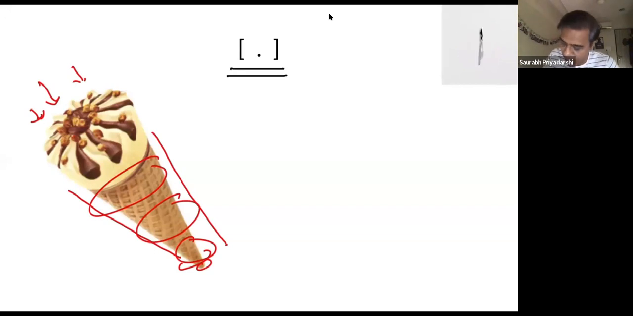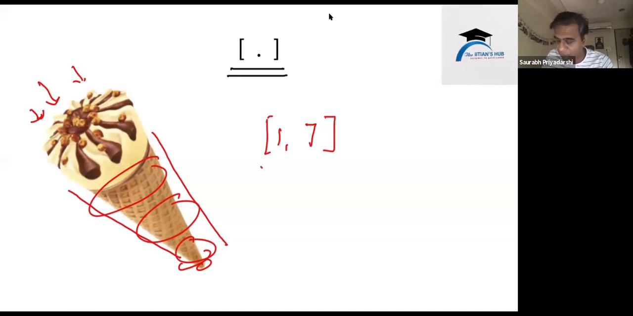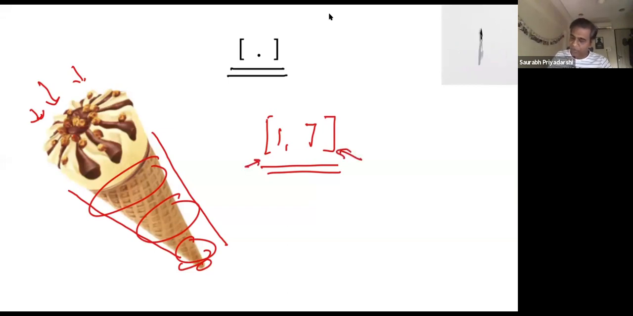Closed means if I'm saying 1 to 7 closed, you are taking each and every value. I am eating the whole ice cream between 1 to 7, as well as including the value 1 as well as 7. So this is known as the closed bracket. It is known as the closed bracket when you have to take each and everything, including the first and last value. First value is 1 and last value is 7. So you have to take each and every value. That's known as closed bracket. I guess it's clear to everyone, right?